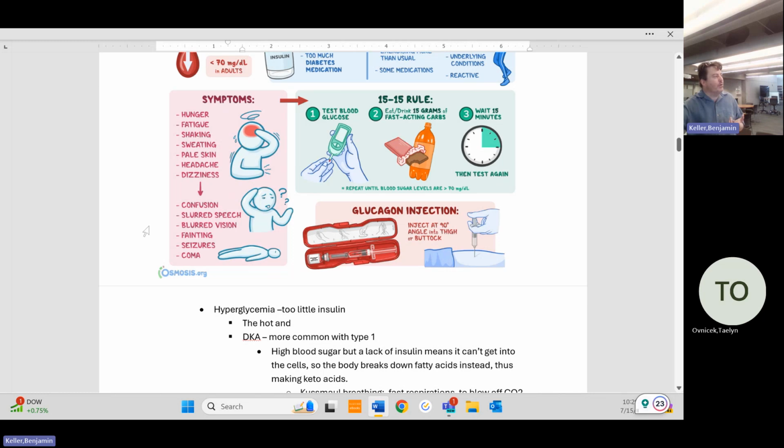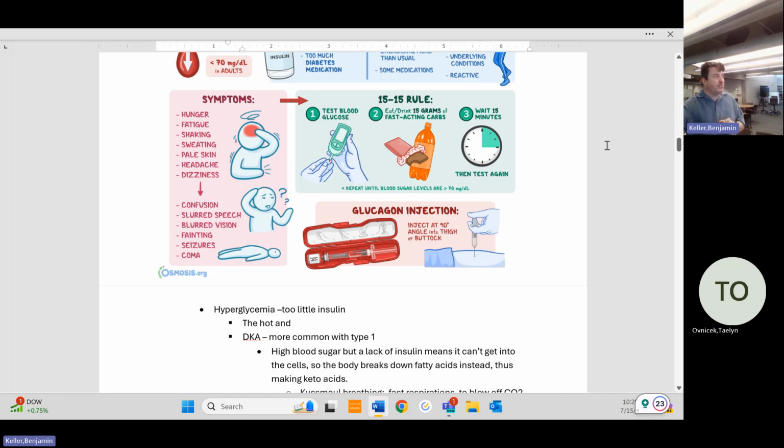And then these are all neuro issues: seizure, coma, death, fainting, blurred vision. This is because now we're starting to affect what's going on in the brain in terms of osmolarity as well. The brain doesn't have enough sugar to function. The brain runs on glucose. If you don't give the brain glucose, it's going to die.